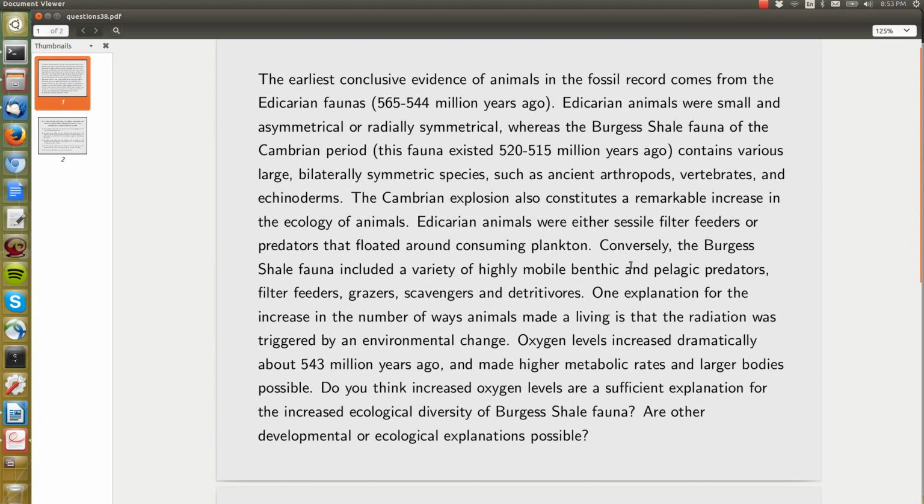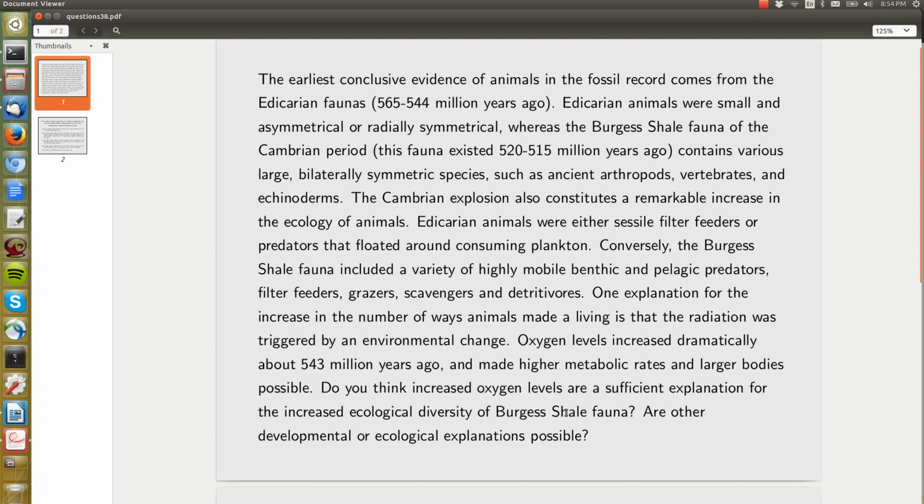ecology too. In the Ediacaran, you had basically sessile filter feeders or predators that floated around consuming plankton. By the Burgess Shale, we have highly mobile benthic and pelagic predators, filter feeders, grazers, scavengers, detritivores. One explanation for this increase in the number of ways to make a living during the radiation is it was triggered by an environmental change.